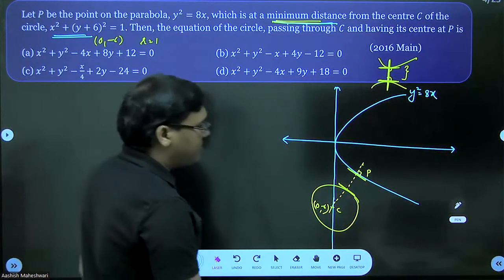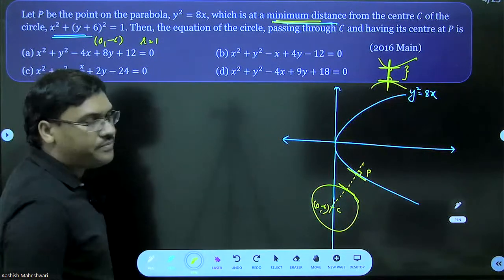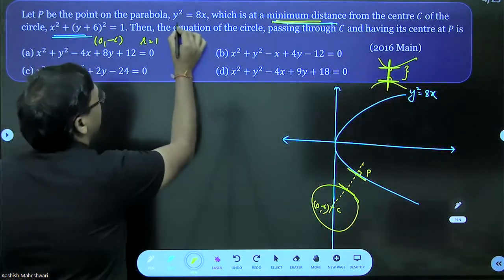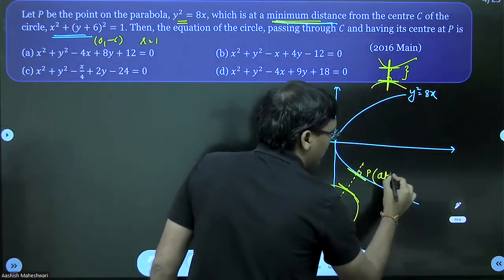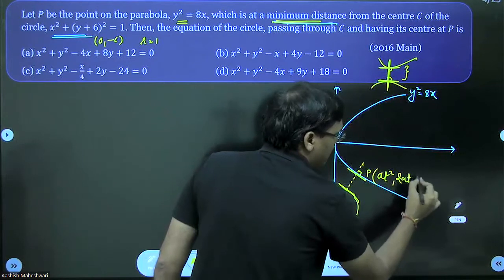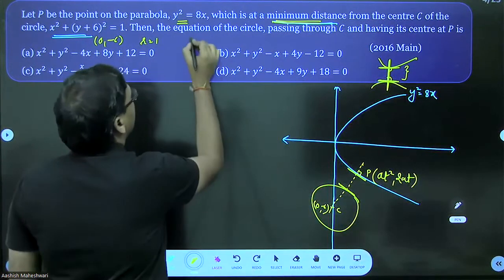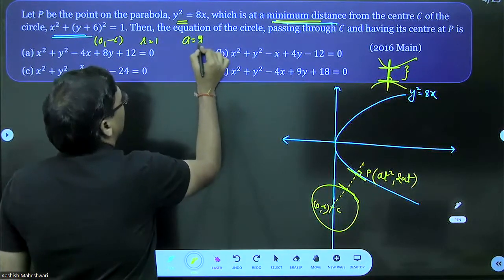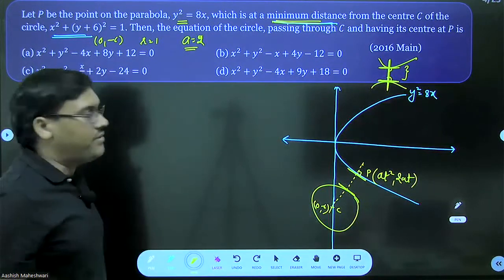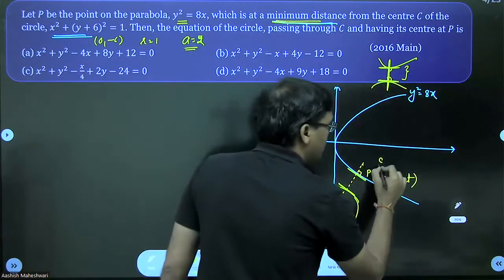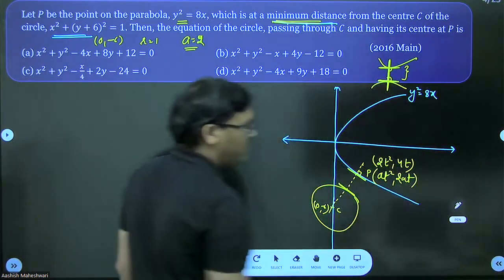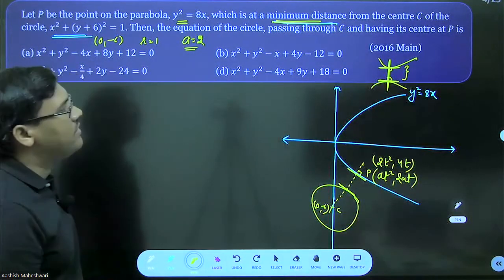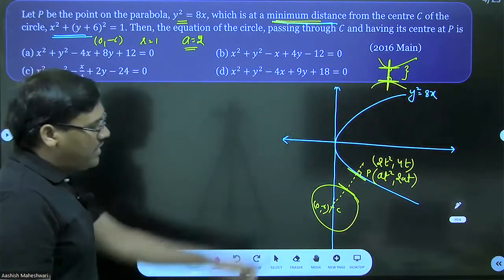Right. Now see, we have to just find the coordinates of point P. Now any point on this parabola, I can assume any point on this parabola is at square comma 2at. This is the standard parabola. What is the value of a? A is equal to 2. You can see a is equal to 2. So this is 2t square comma 4t. Correct? Now, how will you get this point P?